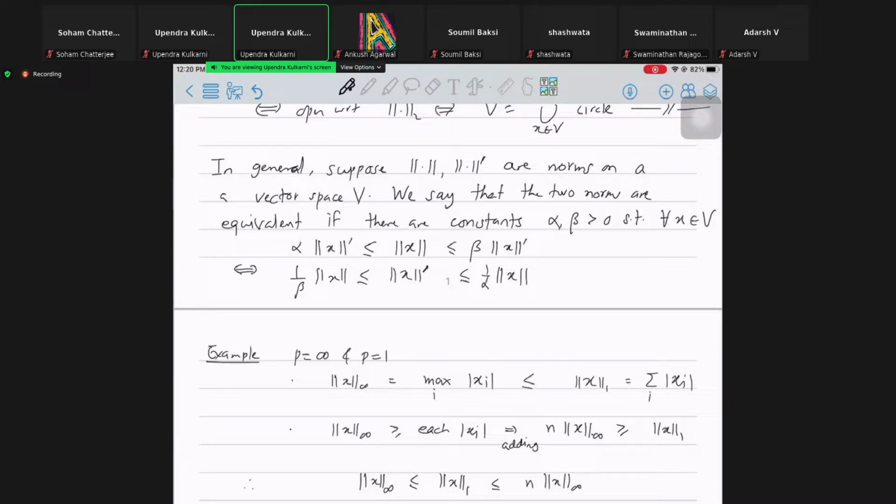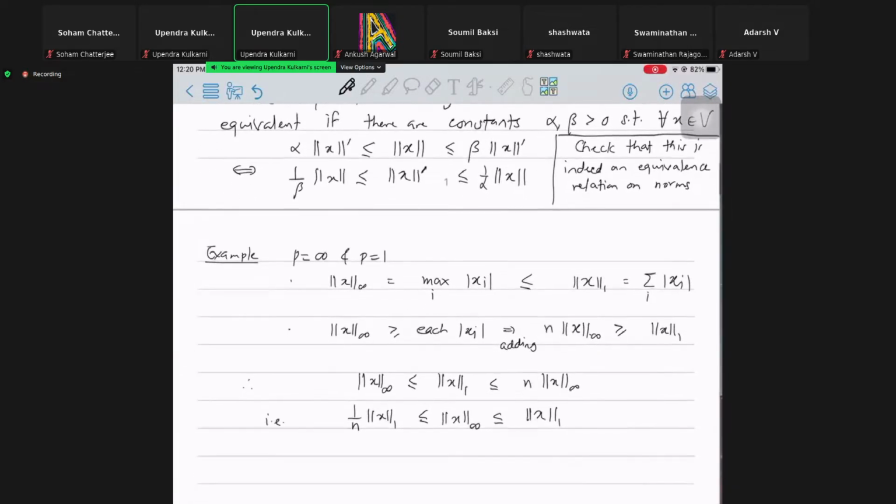So check transitivity. Should we do this? I think really this is something that you can do on your own. So check. Indeed, an equivalence relation on norms, on the set of possible norms. Okay, so we saw this example.